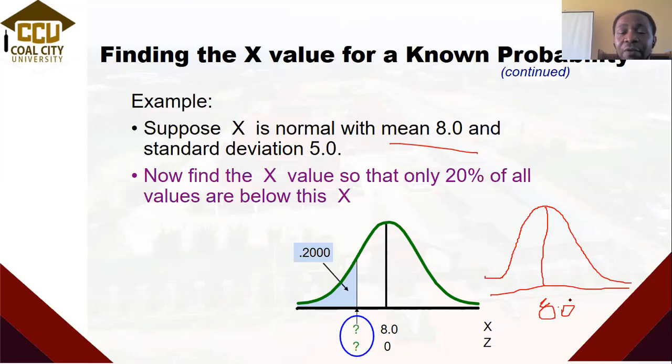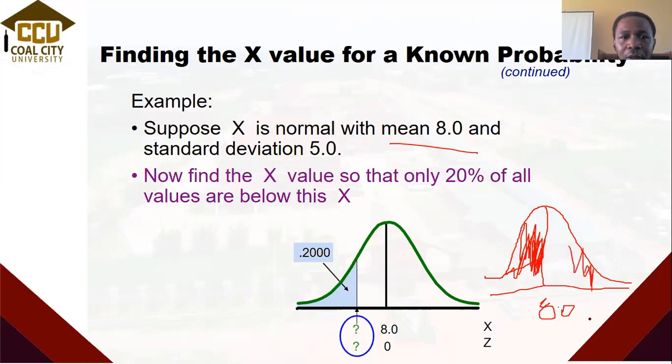Having been given a mean of 8.0, the next thing you have to do, you're told to look for the x value so that only 20% of all values are below. So you're looking for what? That is below x, is less than x. Less than what? Less than x. If it was greater than x, you're dealing with this side.